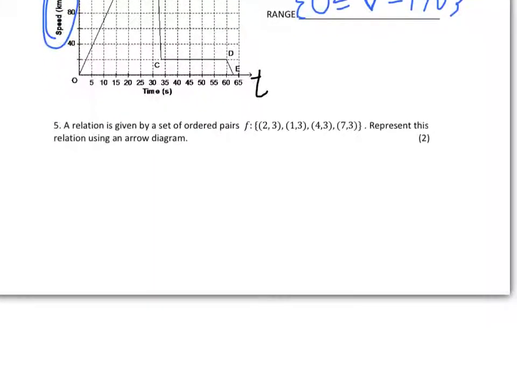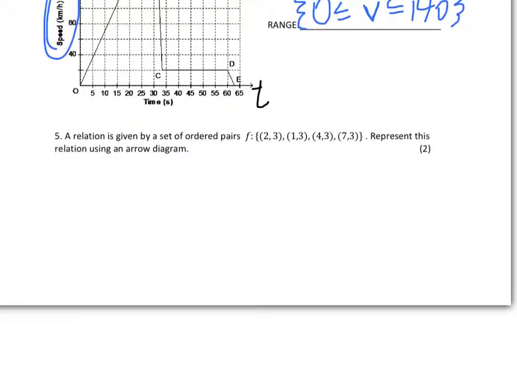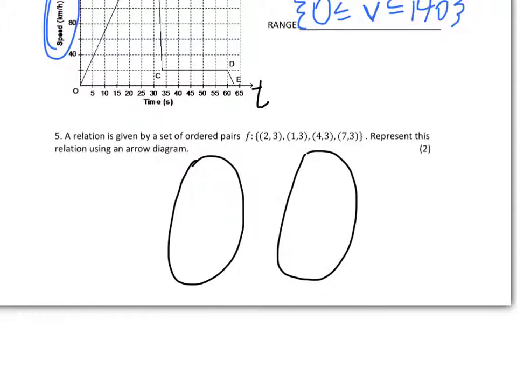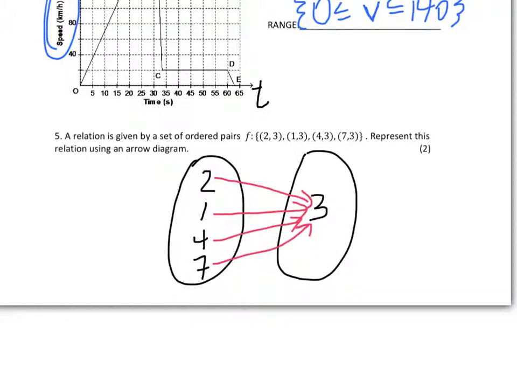All right, one last question here. A relation is given by a set of ordered pairs. Represent this using an arrow diagram. This is an arrow diagram here. We'll put all the values over here, 2, 1, 4, and 7. Those are all the domain values. All the range values, well, there's just one of them, just 3. Now connect with arrows pointing from the domain to the range. And that's an arrow diagram for you.